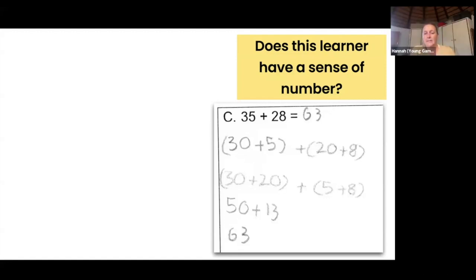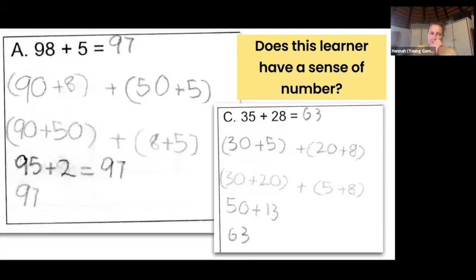Great. I agree. The learner has done it correctly. They've decomposed the 35 into 30 and 5, 20 and 8. They've regrouped. They've even added the 50 and 13 to get 63. I'm going to show you exactly the same learner doing another sum. And now tell me if you still agree. Anybody's welcome to comment or unmute yourself.